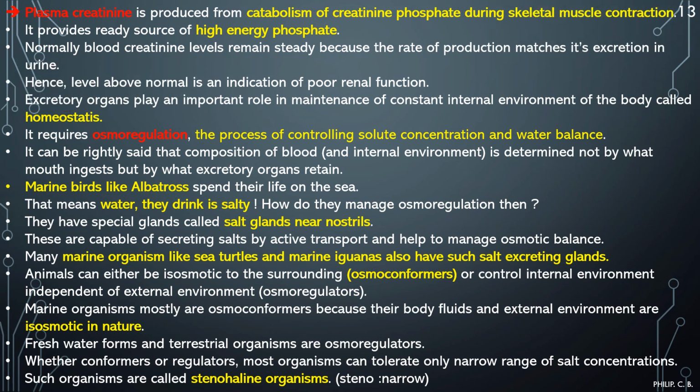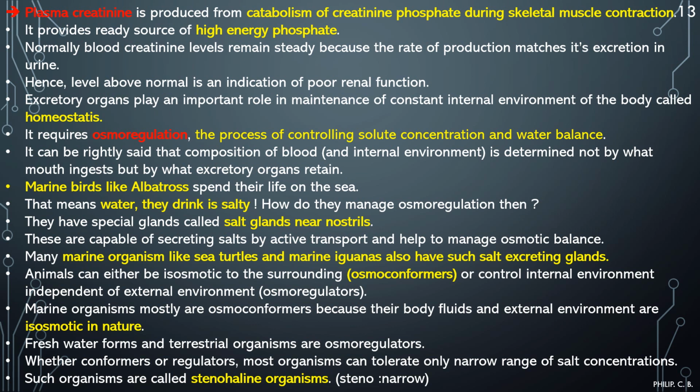Now, plasma creatinine. What is that? We'll go into the detailed part of it. Plasma creatinine is produced from catabolism of creatine phosphate during skeletal muscle contraction. It provides a ready source of high energy phosphate. Normally blood creatinine levels remain steady because the rate of production matches its excretion in the urine. So usually it is steady. Hence, a level above normal is an indication of poor renal function. So whenever the level goes beyond the normal level, we can indicate that kidney functioning has been affected. That is mainly in case of diabetic condition, etc.